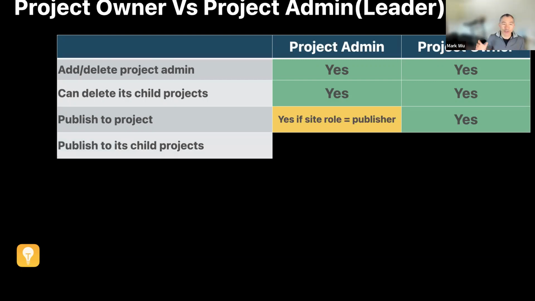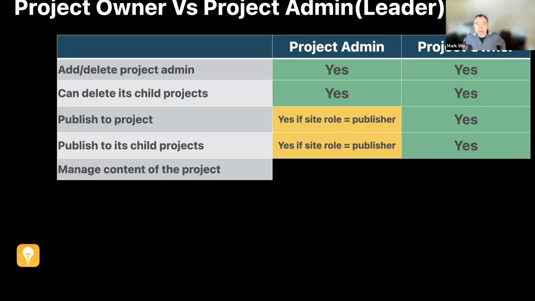Next, publish to its child project. Okay. As a project leader, you can always publish, as long as you have the site role Publisher. You can always publish to the project and all its sub-projects. Okay.